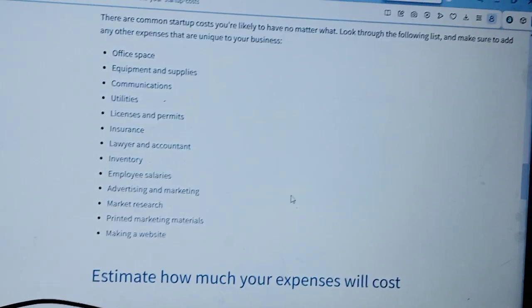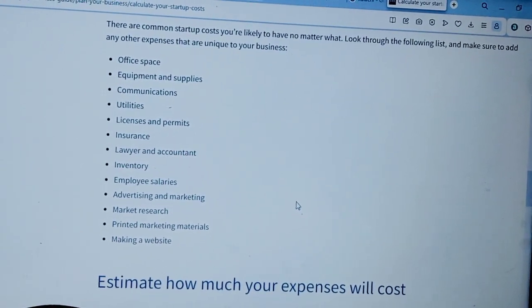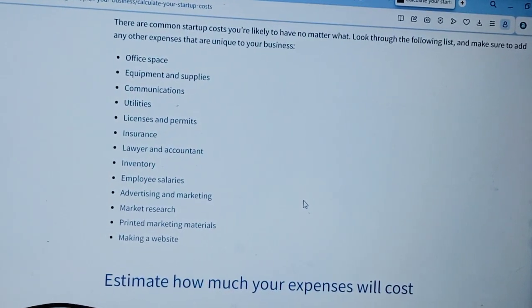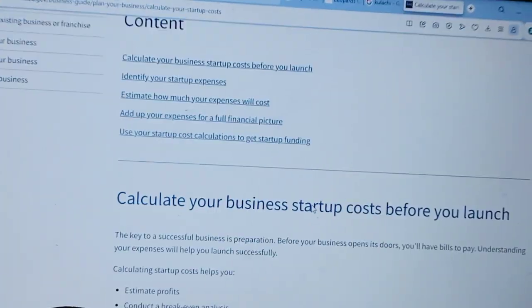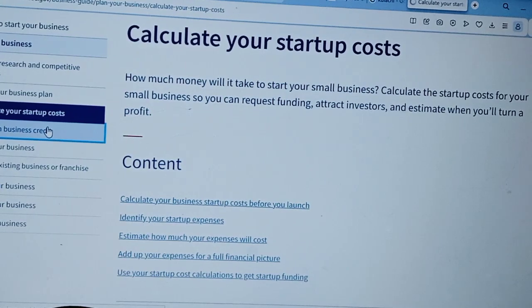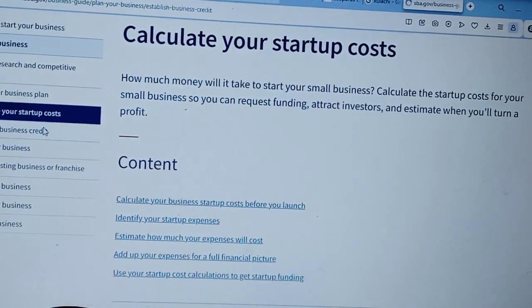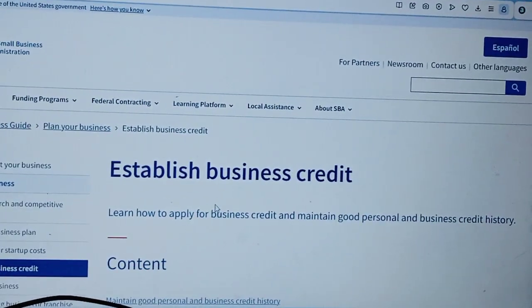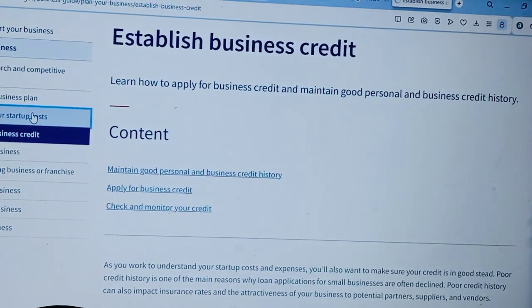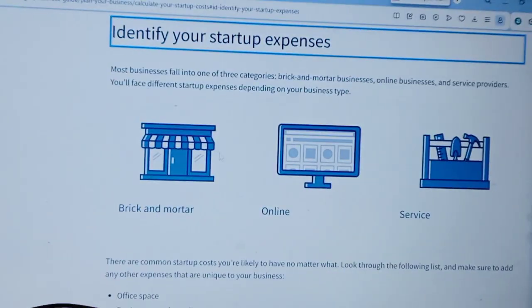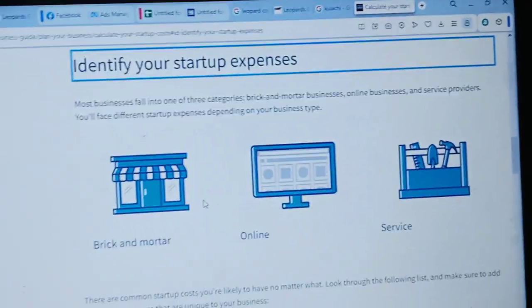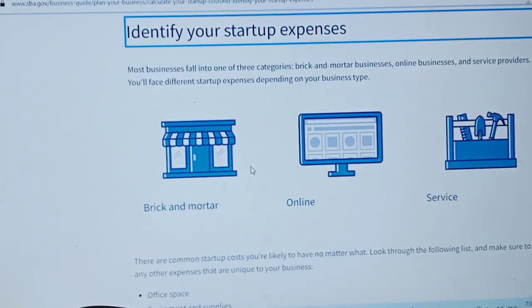Office space, equipment. Identify your startup expenses, brick and mortar, online, service.